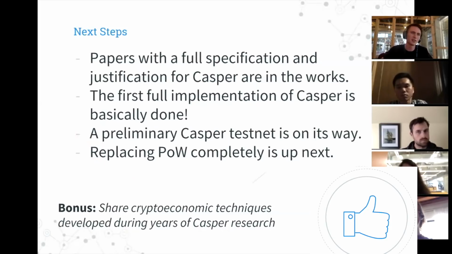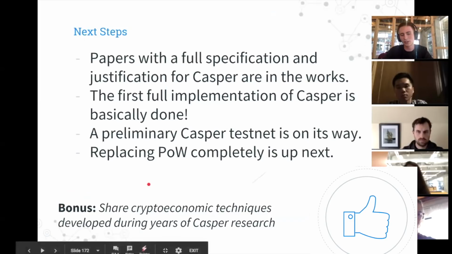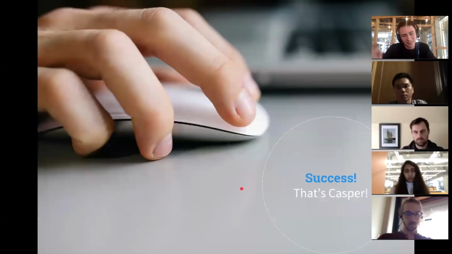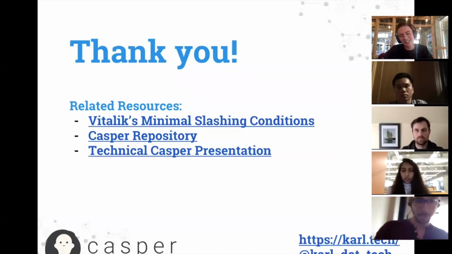So I think that there are definitely ways that we can move away from proof of work, but we want to make sure that they're super airtight before we do. And of course, we want to share the crypto economic techniques after all this Casper research. So basically, that's Casper. And thank you, everybody.